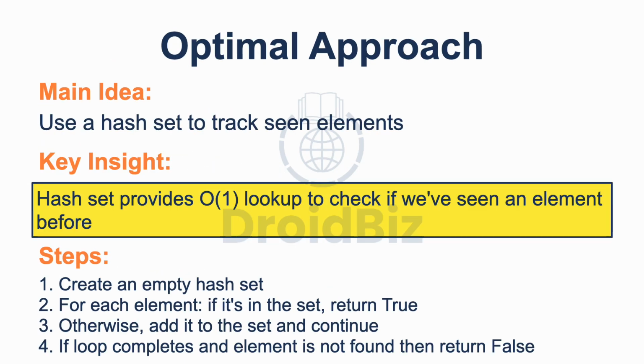Now, let's explore the optimal approach. The main idea is to use a hash set to track seen elements. What's the key insight here? A hash set provides big O of 1 lookup time. This means we can check if we've seen an element before instantly. Here are the steps. Step 1. Create an empty hash set. Step 2. For each element in the array, check if it's already in the set. If yes, we found a duplicate and return true. Step 3. If the element is not in the set, add it to the set and continue. Step 4. If the loop completes without finding duplicates, return false. This approach only requires one pass through the array.